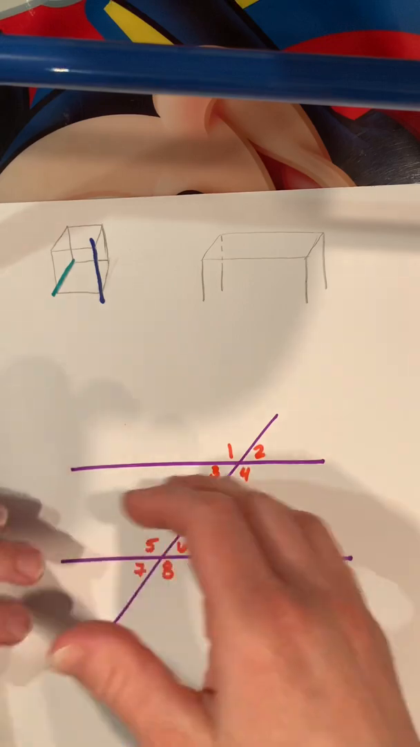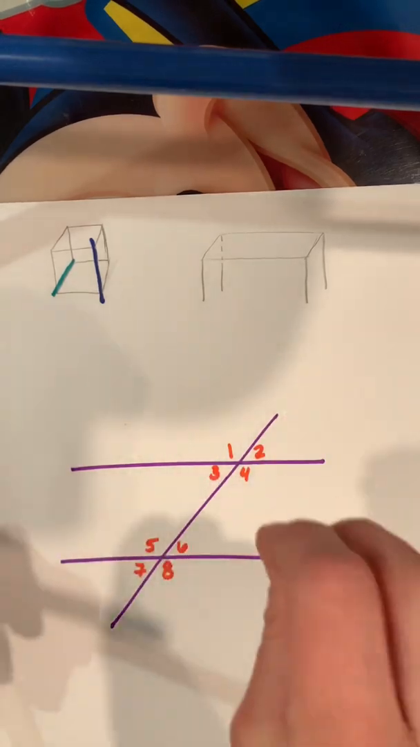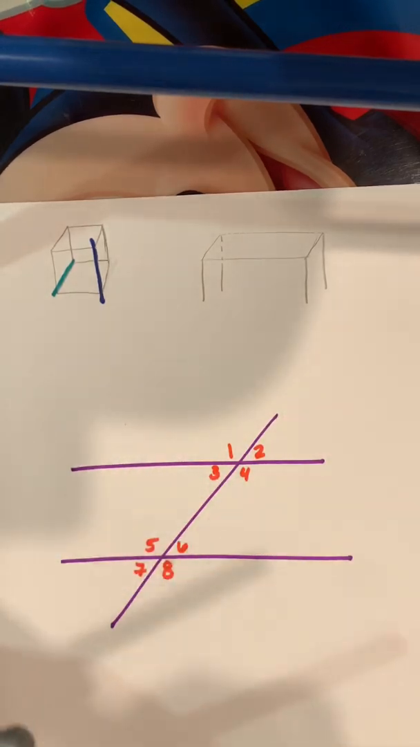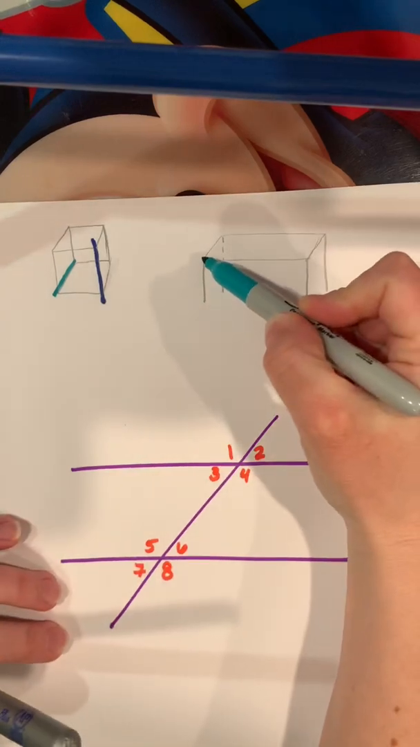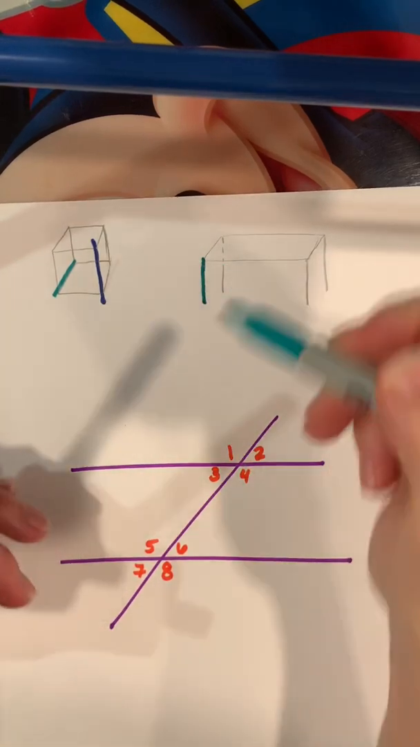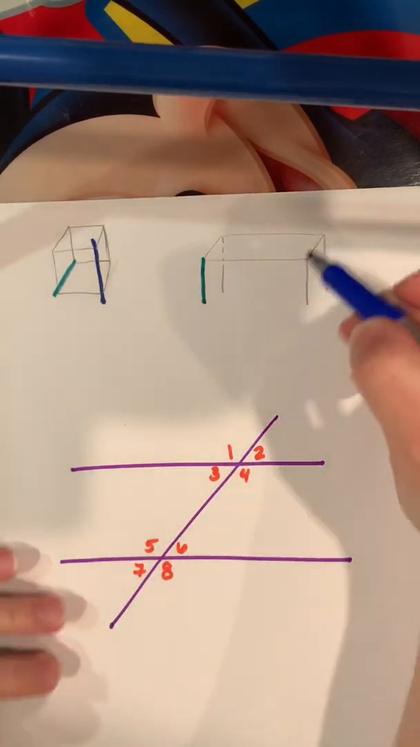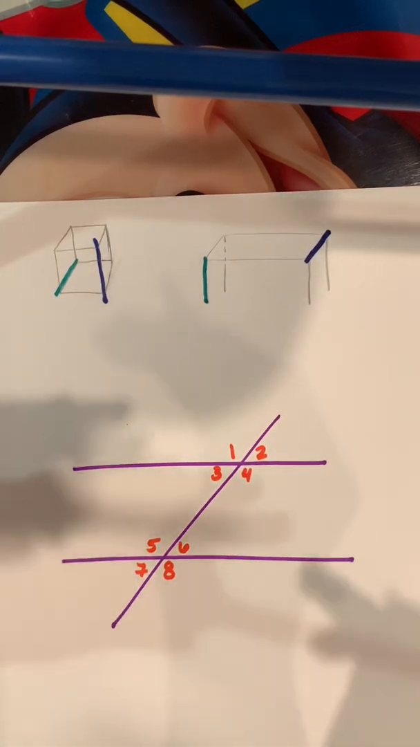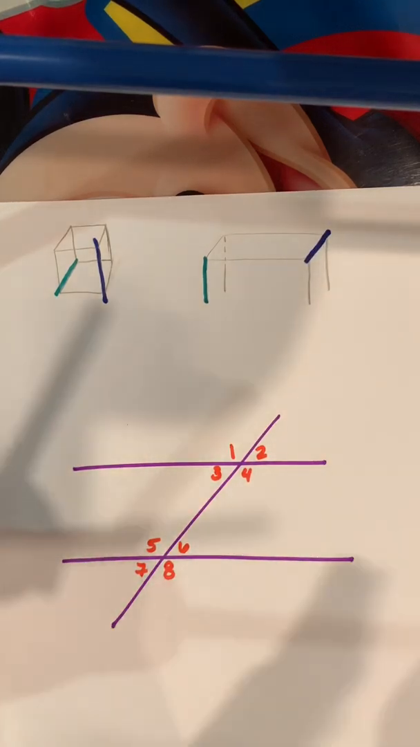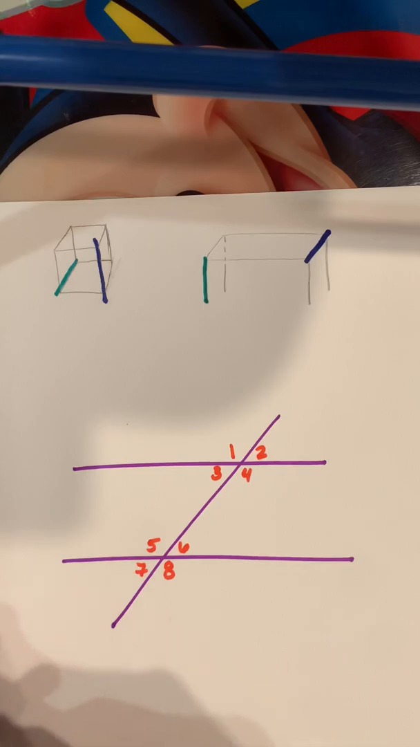A more real life example: if you look at your table, an example of skew lines would be one of these table legs and the opposite edge of your table. Those are skew lines. They're not on the same plane. They are never going to touch each other. That's what examples of skew lines look like.